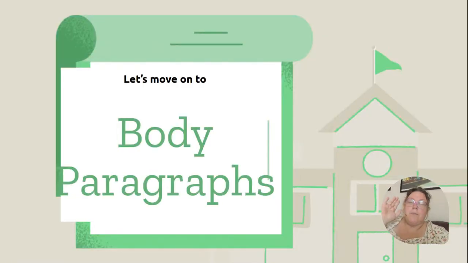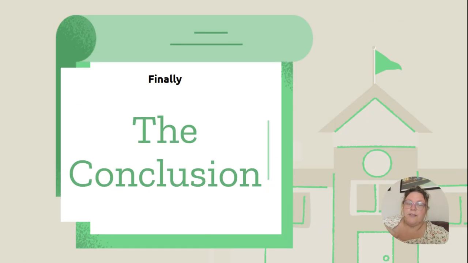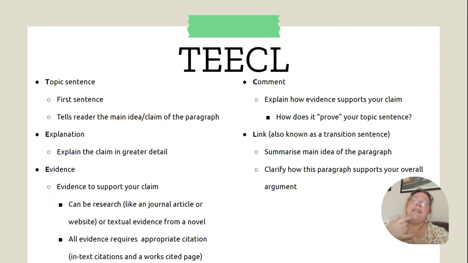So our body paragraphs. Okay. So again, TEECL is topic, sentence, explanation, evidence, comment, link. So topic sentence is your first sentence, and it tells the reader what the main idea or claim that you're making of the paragraph is. And then explanation needs to explain the claim in greater detail. And then evidence. You have evidence to support your claim.